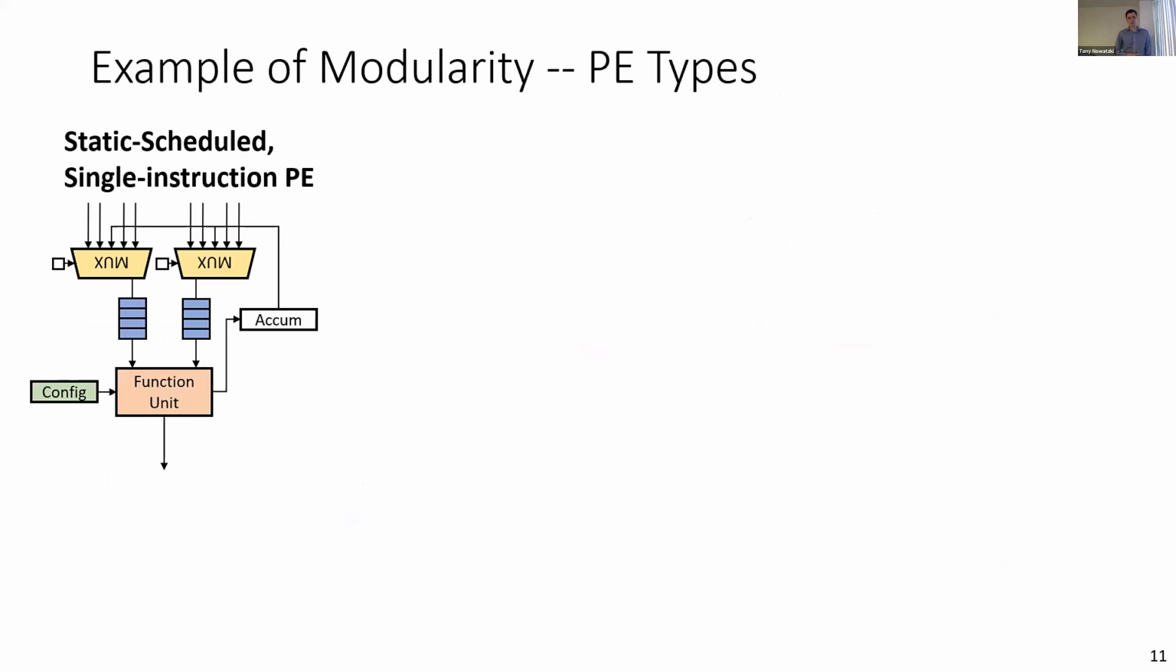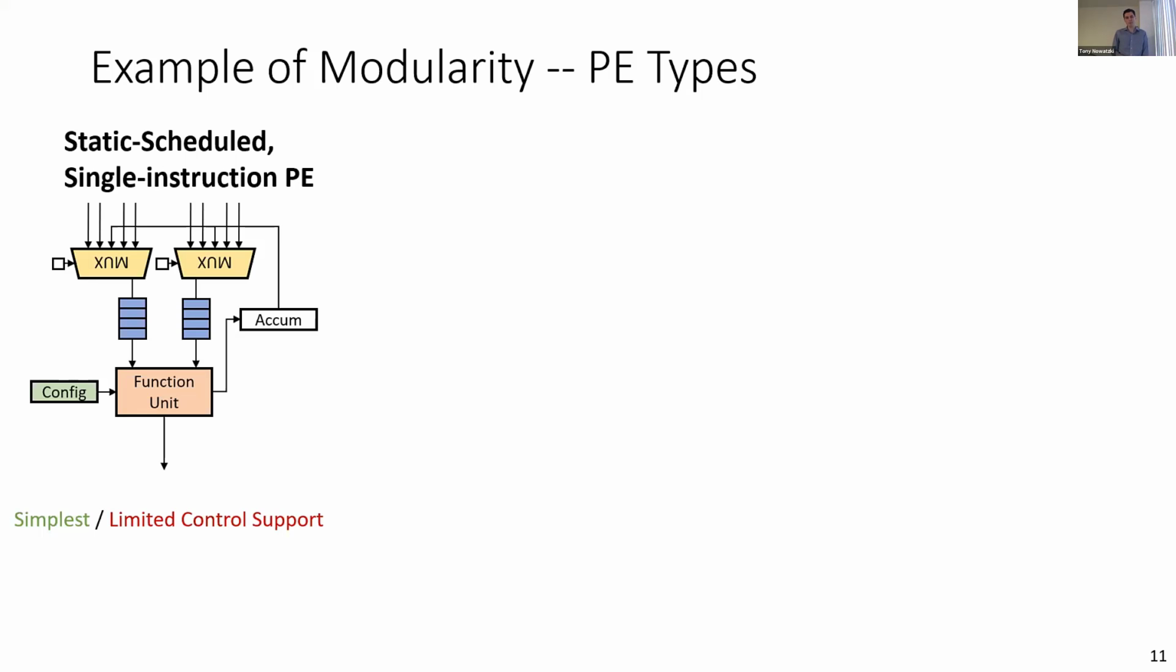Here, I'm going to show you a few different kinds of processing elements that have different trade-offs. And all of these could be chosen or combined in different ways in the framework. If we want to produce a really simple design, we might choose a statically scheduled single-instruction PE, the kind of thing you would find in a systolic array. It's basically a function unit, some muxes to select inputs if you have a routing mesh, and then maybe an accumulator. This is very, very efficient. There's almost no overhead, but there is fairly limited support for control flow.